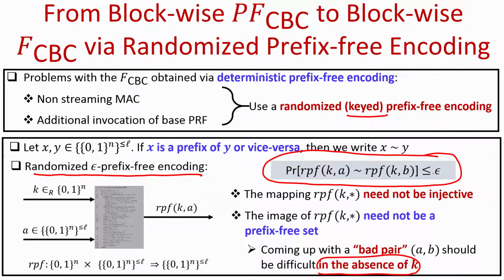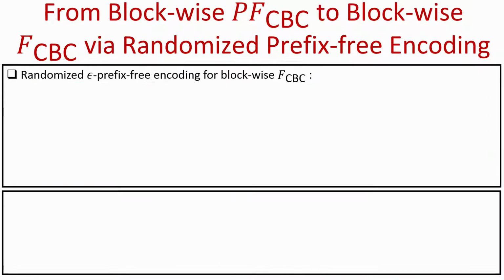I also stress that, unlike the deterministic prefix-free encoding, the keyed encoding we are constructing here need not give you a prefix-free set. However, even if it does not give you a prefix-free set, the chance that an adversary could come up with a pair of inputs A, B such that encoded A is a prefix of encoded B or vice versa should be upper bounded by the probability epsilon. And if we ensure that epsilon is very, very small, then we are done.